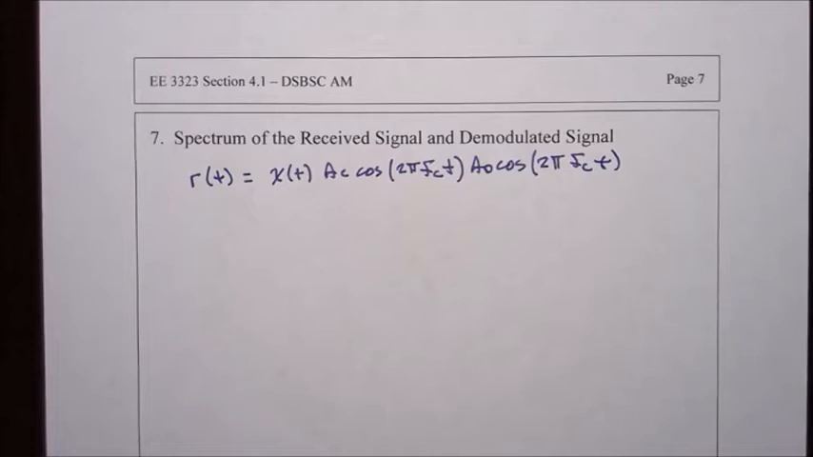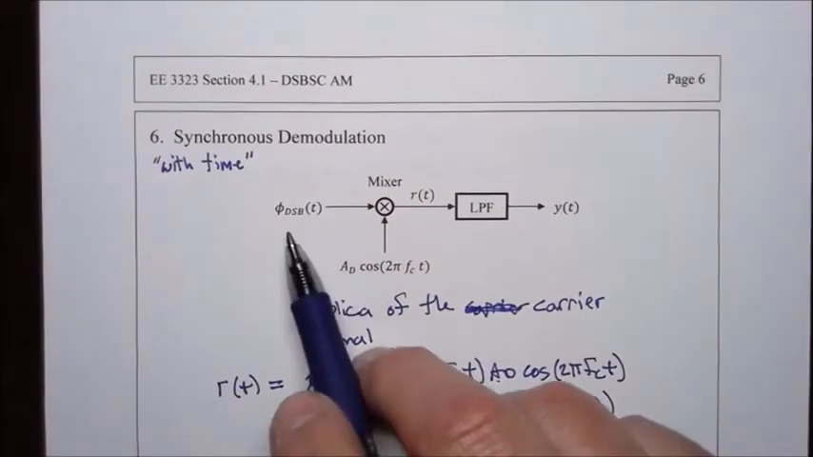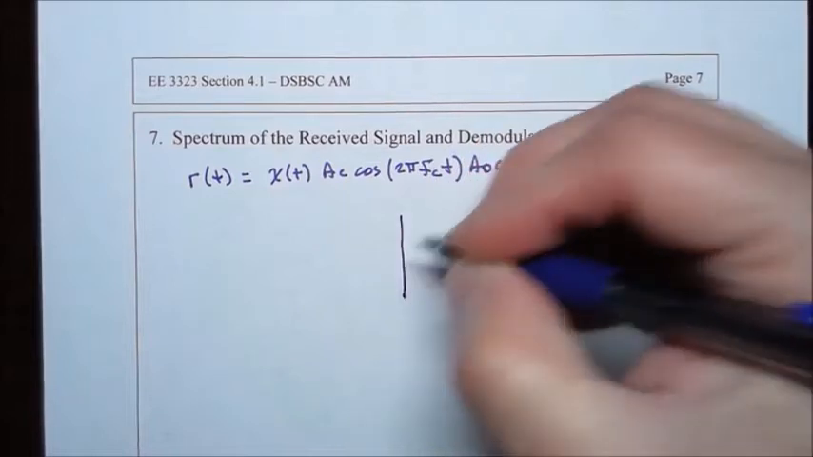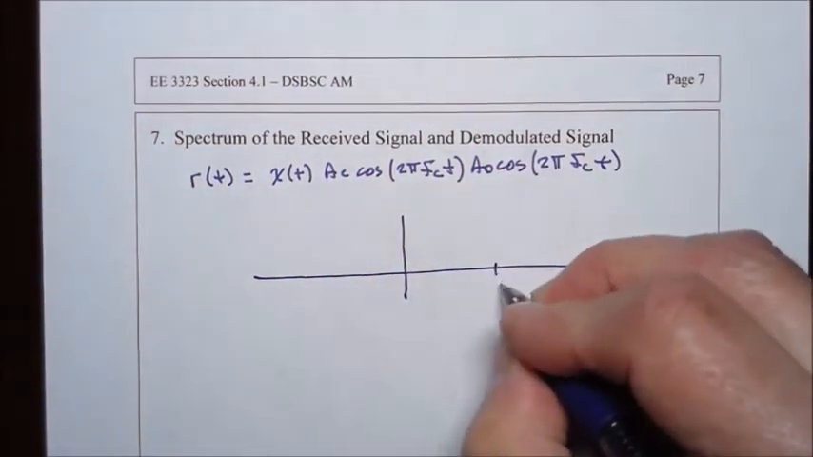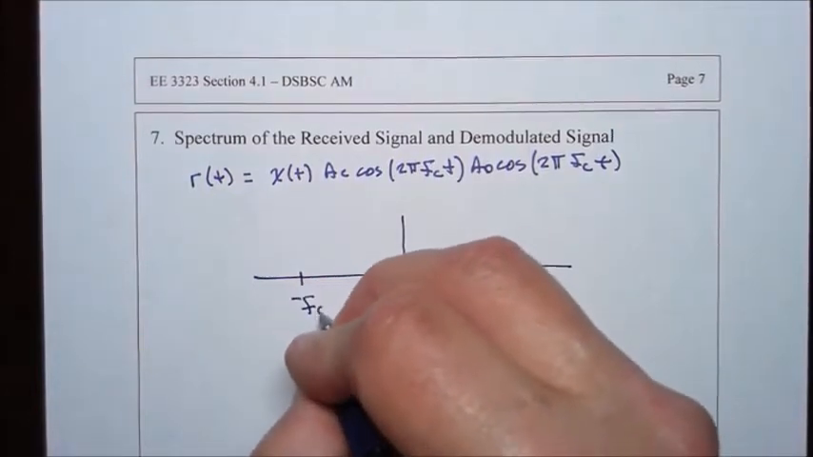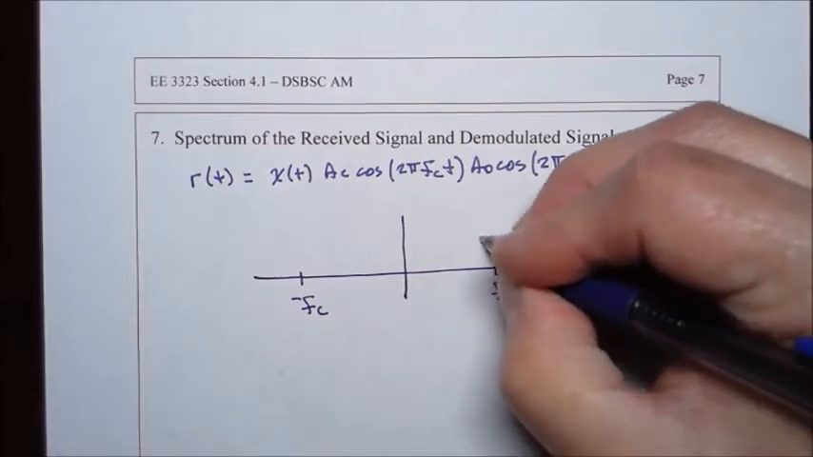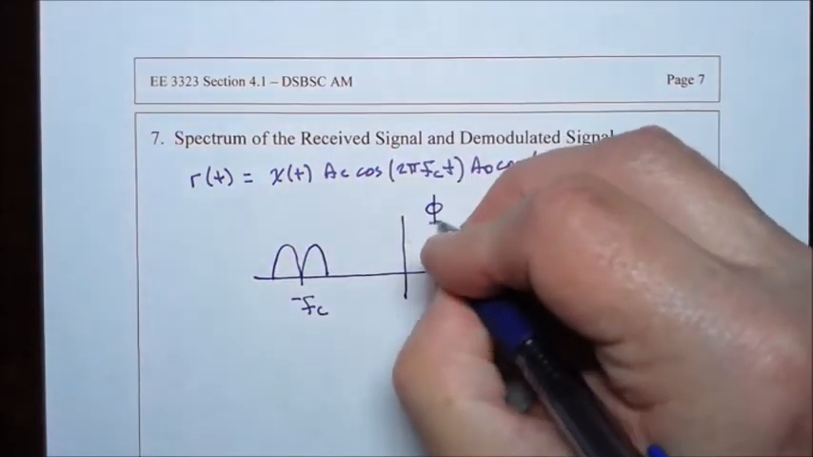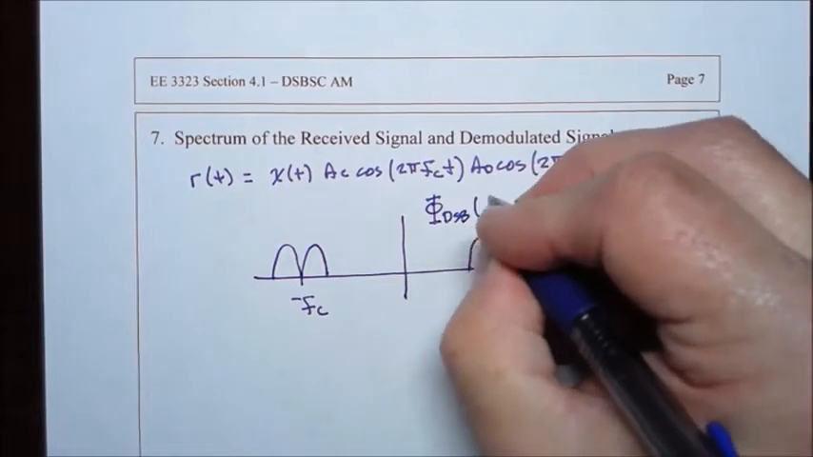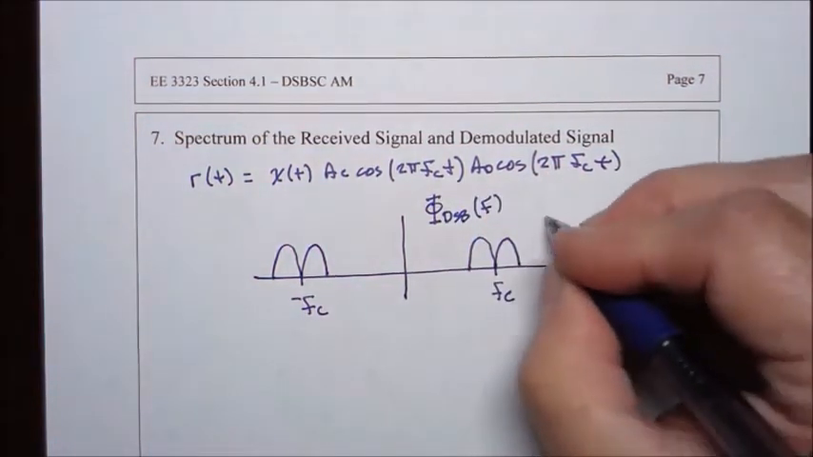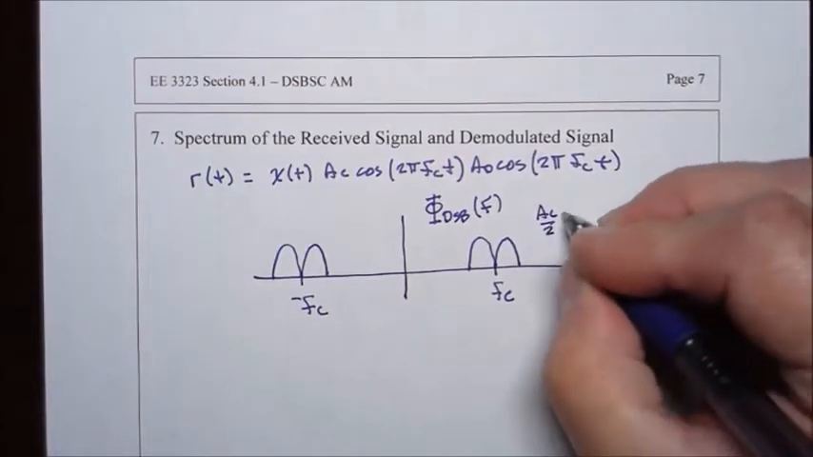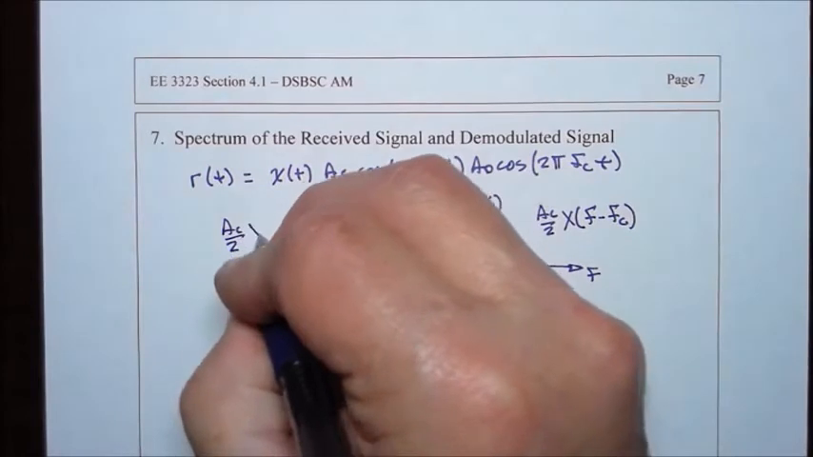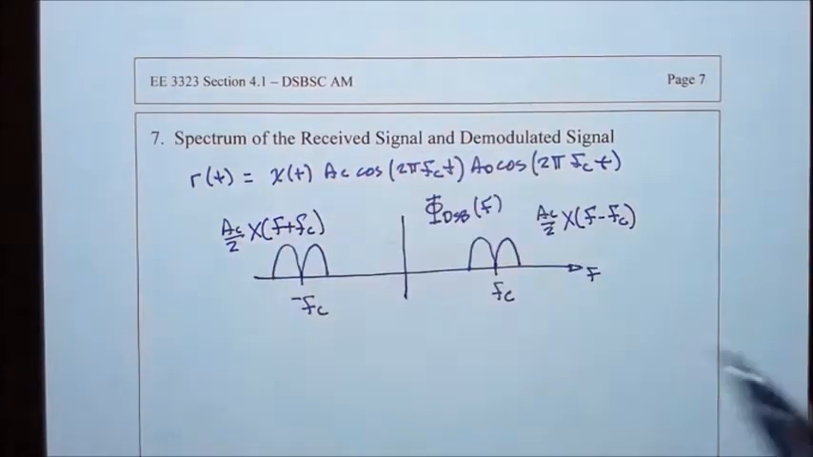We had this double sideband signal. If we looked at the spectrum for the double sideband signal, we had, at plus FC and minus FC, replicas of the original message signal. This is capital Phi, double sideband, as a function of f. This was AC over 2 times capital X of f minus FC. This side is AC over 2 times capital X of f plus FC.